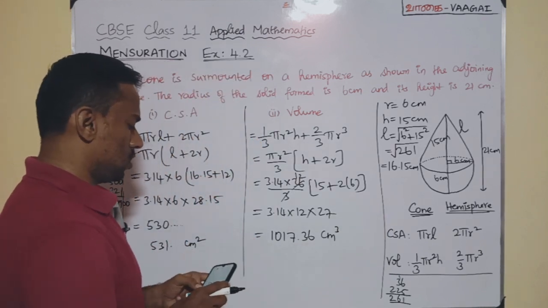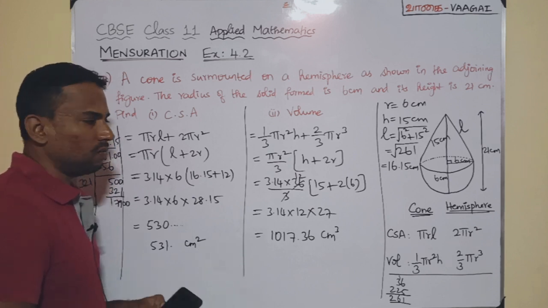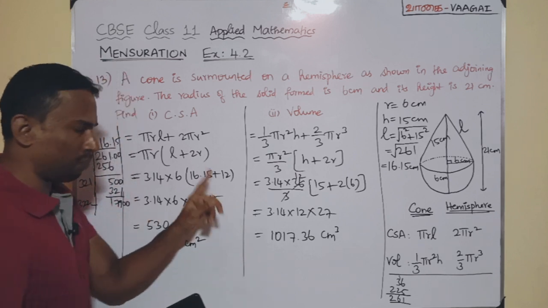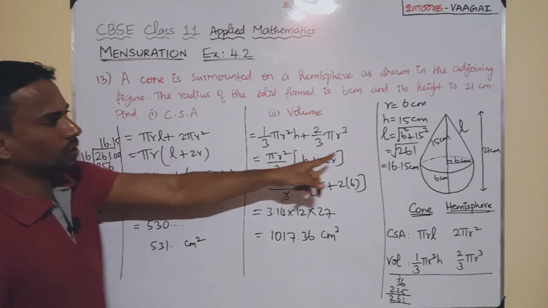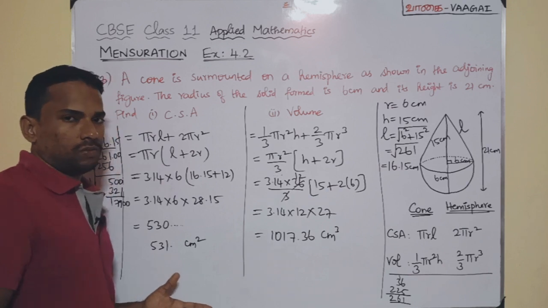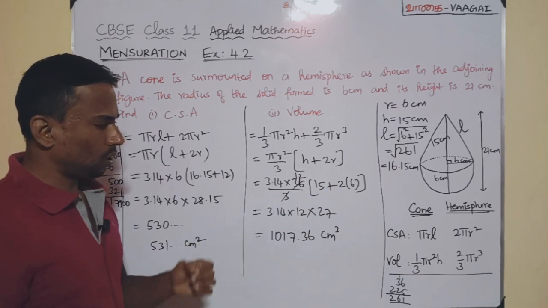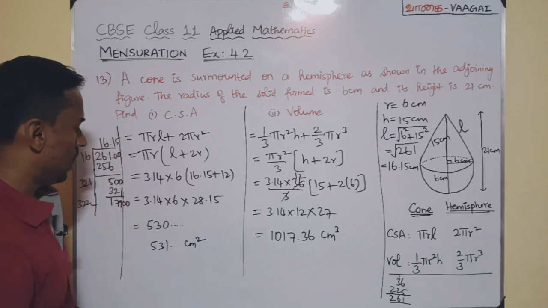Yes, the approximation is actually because we are approximating the value of pi, and also we are approximating the value of the root of 100 and 261. That's the reason for these kinds of approximations. The more accurate values we take, the more accurate the answer will be. And hence you can note it.